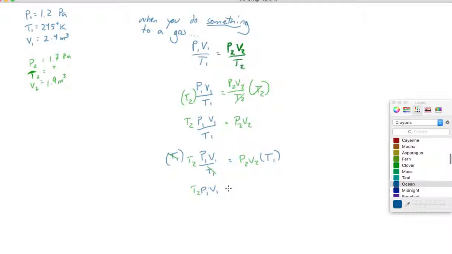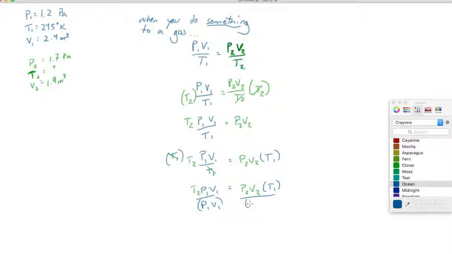times V1 equals, on this side, it's going to be T1, and then P2, V2. All right, now I want to get this term, T2, by itself, so I'm going to divide this whole side by P1 and V1. So it's going to look something like this. I'm going to divide both sides by P1, V1.